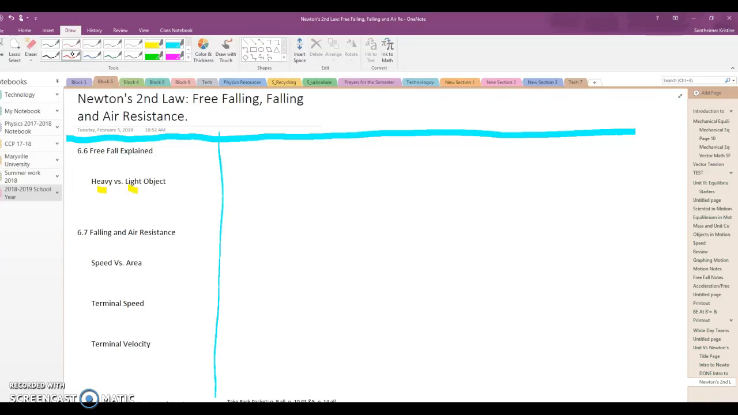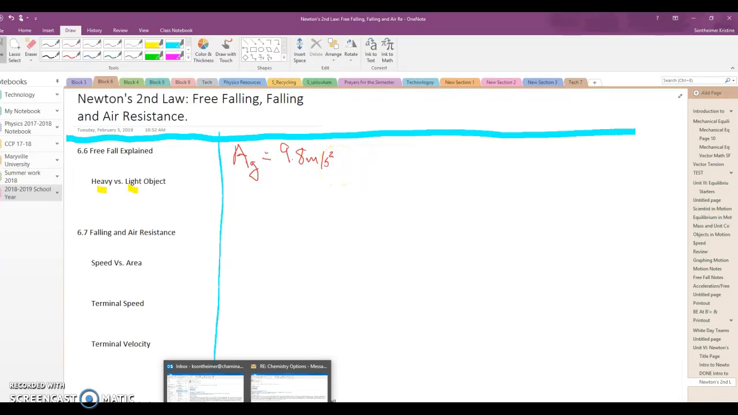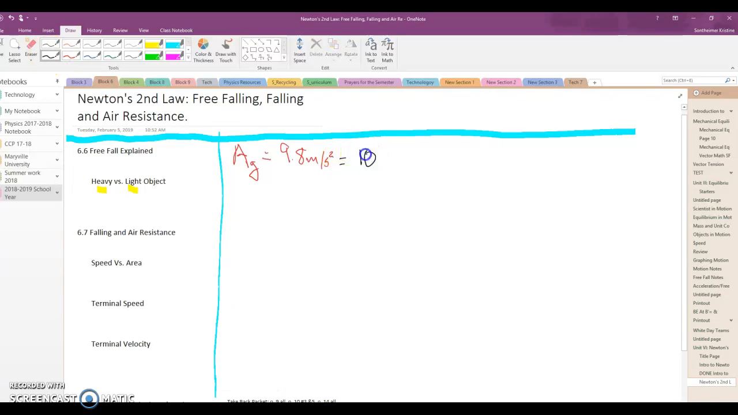So we have learned that the acceleration due to gravity is 9.8 meters per second squared. That squared goes on the seconds for those of you who get tripped up with this. Okay, 9.8 meters per second squared. We've also rounded this to 10 meters per second squared. That's fine. Acceleration due to gravity.